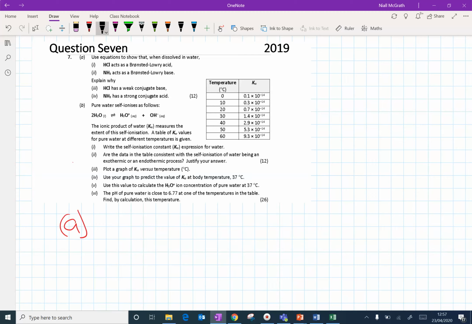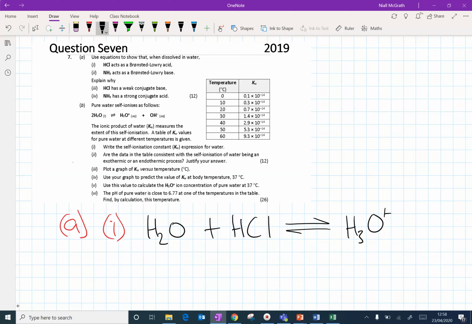Use equations to show that when dissolved in water, HCl acts as a Bronsted-Lowry acid and NH3 acts as a Bronsted-Lowry base. Okay, so according to Bronsted-Lowry theory, an acid is a proton donor. So if we have HCl dissolved in water, so water is going to be H2O plus HCl, and we're going to have H3O plus and Cl minus.